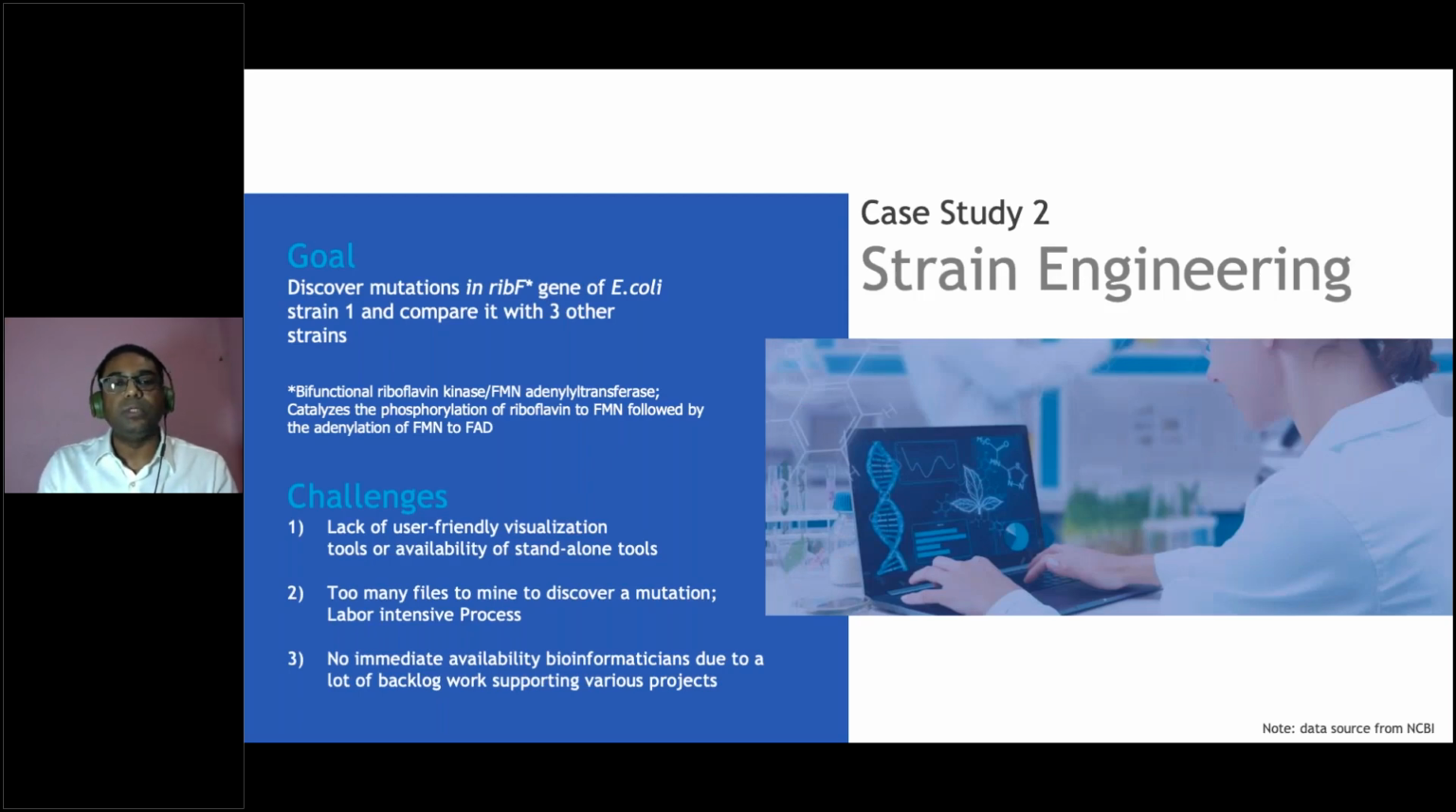In case study 2, it's strain engineering. Another client was interested in discovering mutations in a gene of their interest in a few bacterial strains. For this case study, we chose the RIB-F gene and 4 E.